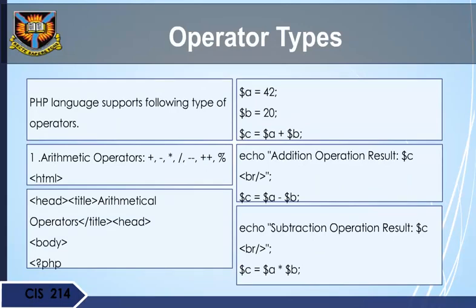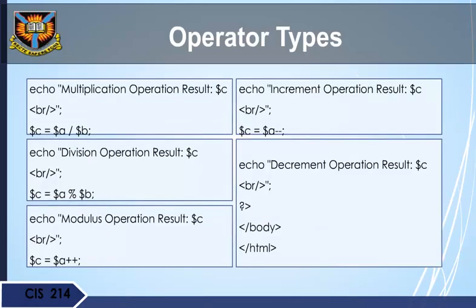PHP language support. Take 2. Operator types. The PHP language supports the following types of operators. 1. Arithmetic operators. Echo addition operation result. Echo subtraction operation result. Echo multiplication operation result. Echo division operation result. Echo modulus operation result. Echo increment operation result.